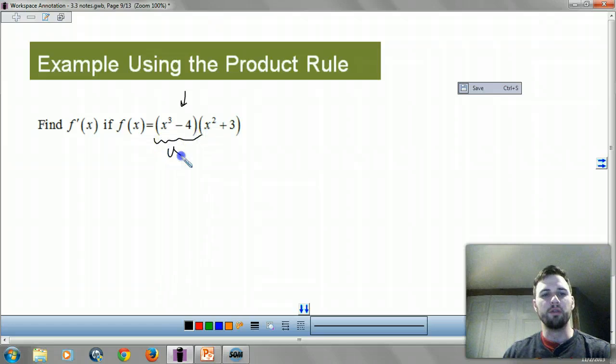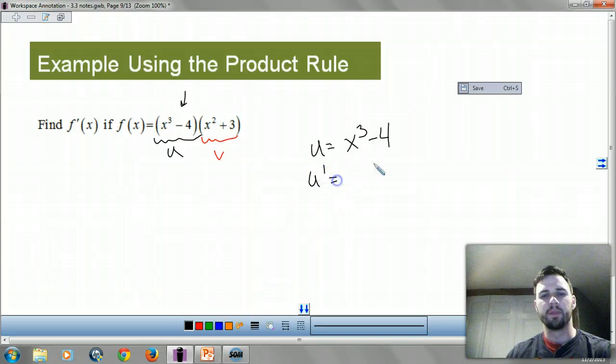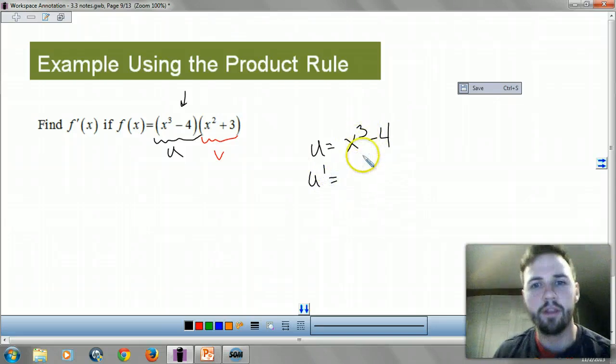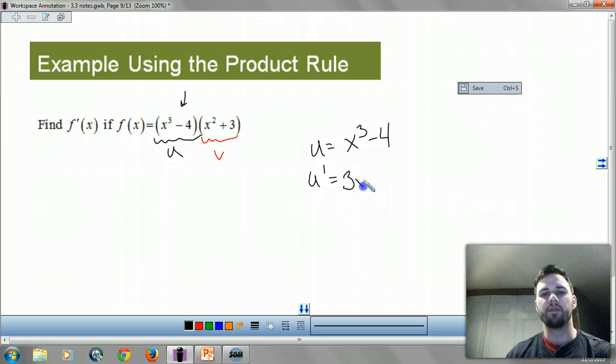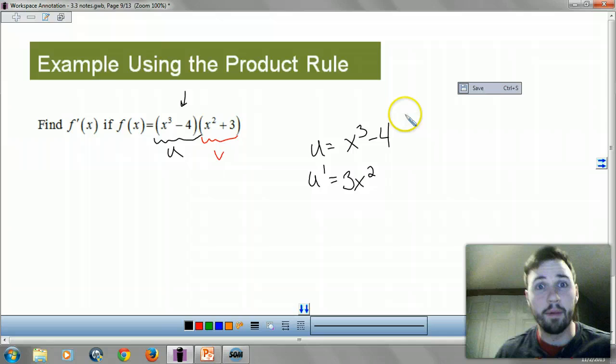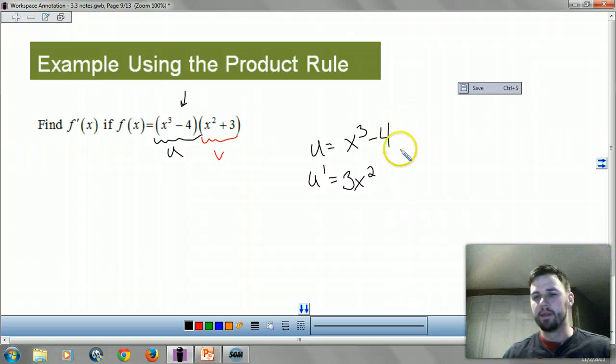This is going to be my u. This is going to be my v. A function times a function. So I need to have four things. I need my u, which is x to the third minus 4. I need my derivative of u, which my derivative of x to the third is you bring the 3 out in front, you subtract 1 from your exponent. Derivative of negative 4 is 0. Constants, remember, go away. Okay.